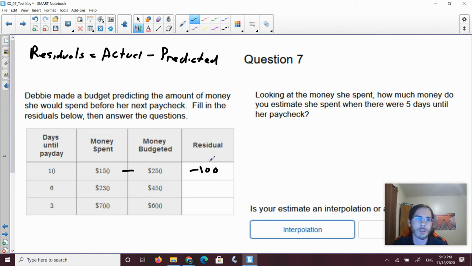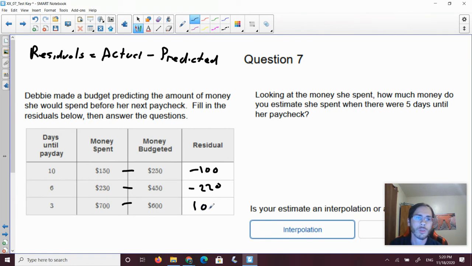She has $100 extra. For 6, we're at 230. She budgeted 450. So we subtract those. Okay, it looks like we get negative 220, I think so. All right, so she's still way over budgeted, which again is still fine. Maybe she needs to fix her budget a little bit because that's very far off, but still okay. And then if there's 3 days left, again, we have to do subtraction, actual minus predicted.